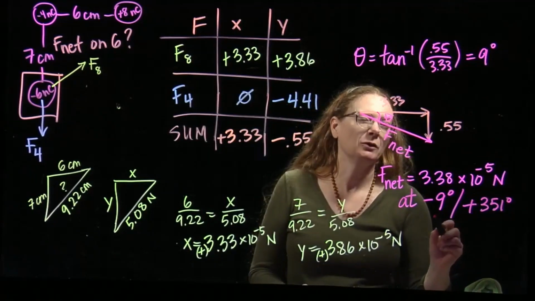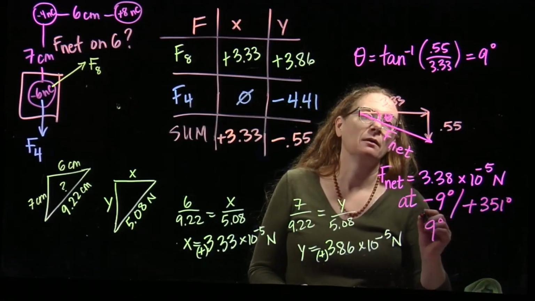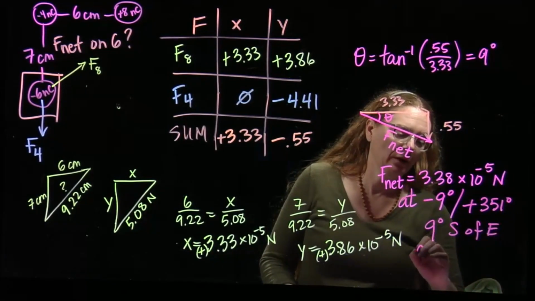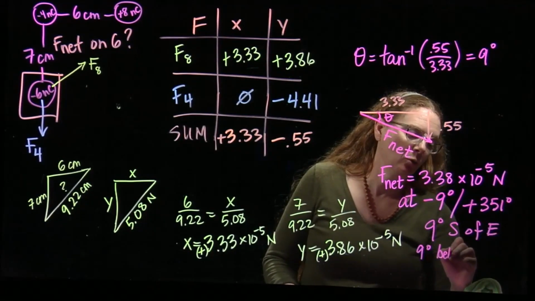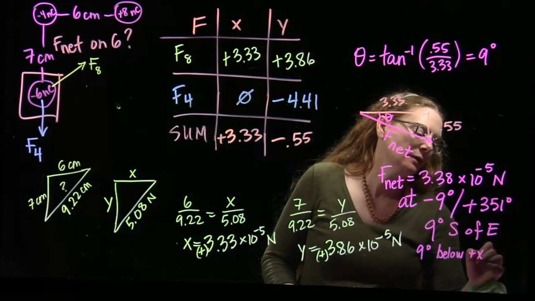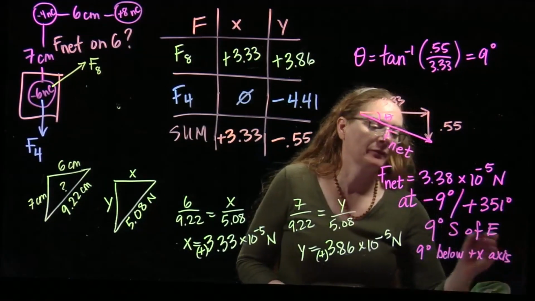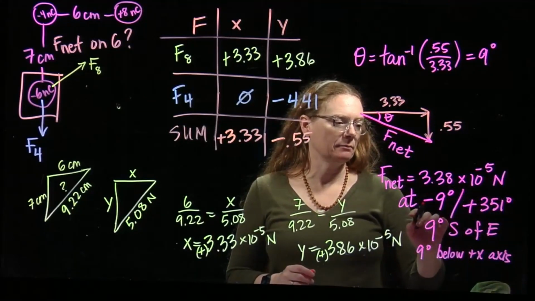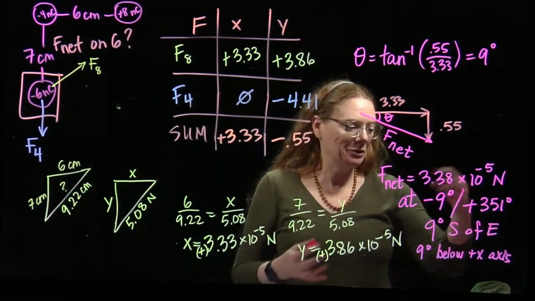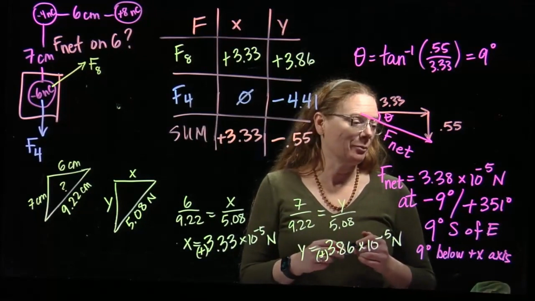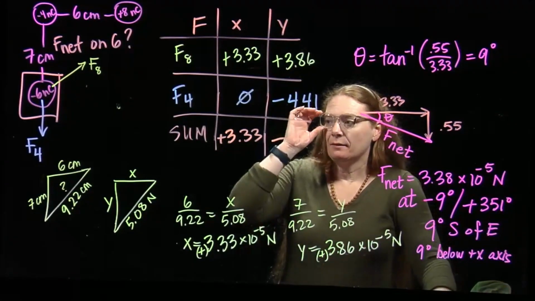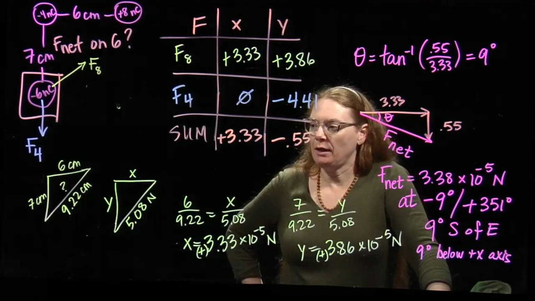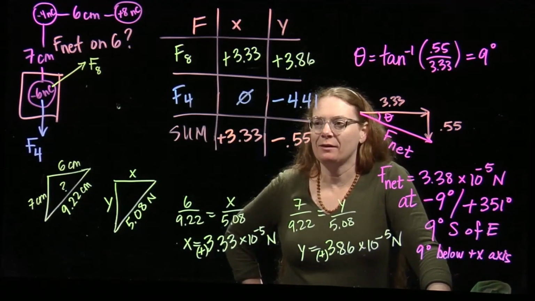You could do 9 degrees south of east. That would work. Or 9 degrees below the positive x-axis. So the total answer is going to be this size of force at this direction, whichever one of these makes sense for your brain. So that is one way to do these problems that doesn't involve as much trig. It's just taking advantage of similar triangles.